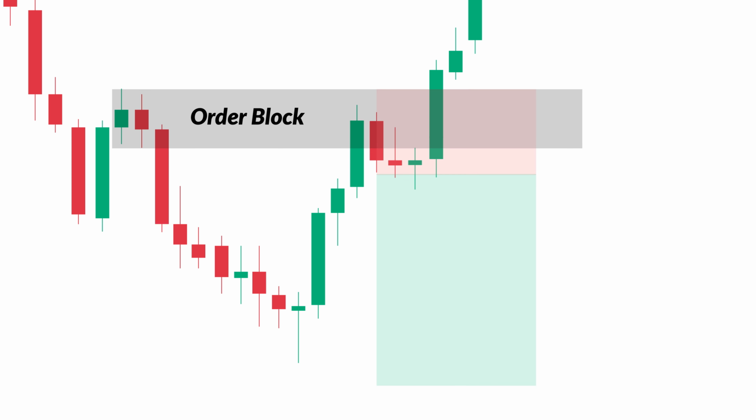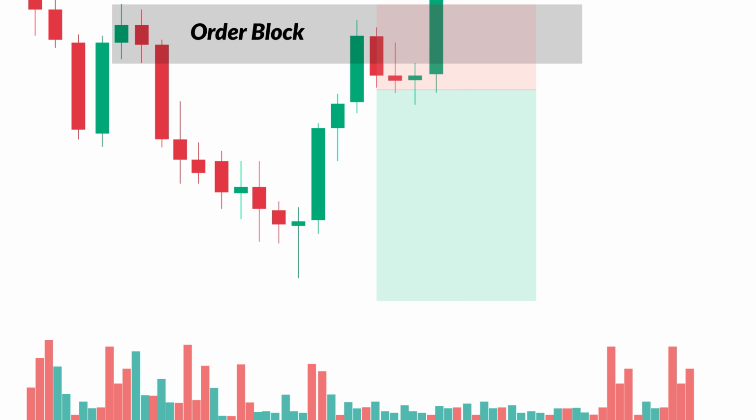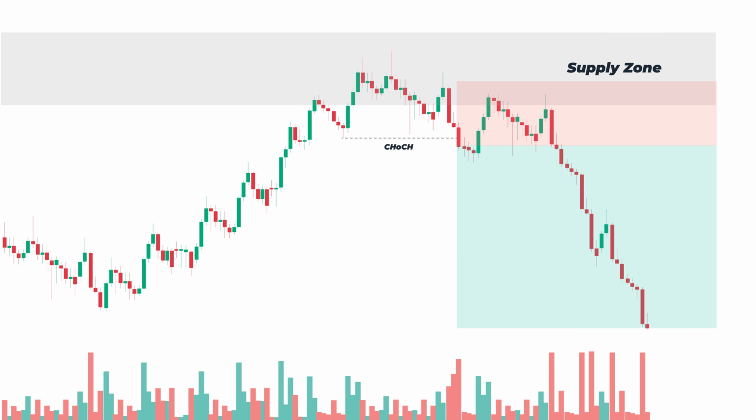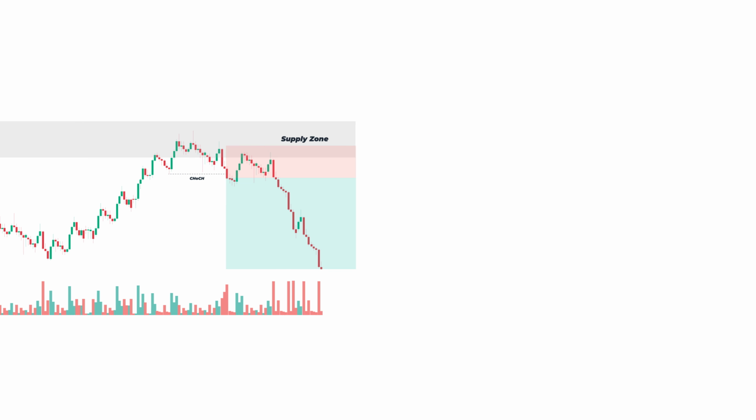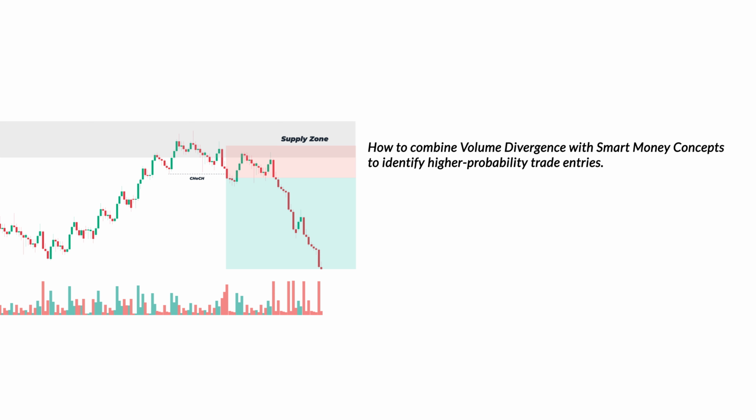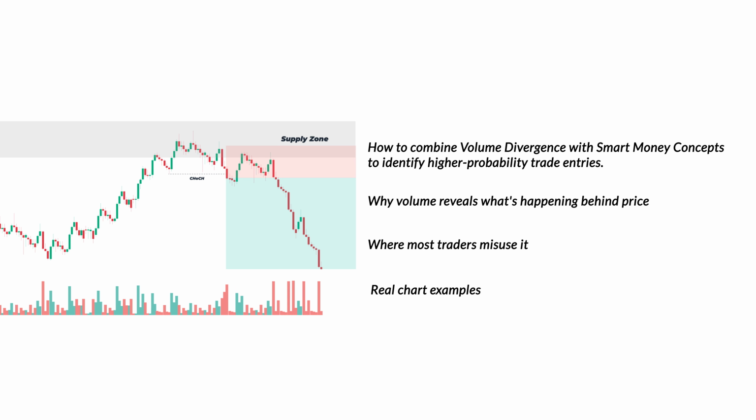And one of the simplest ways to find that confirmation is by reading volume correctly. It is an indicator almost every trader has on their chart, but very few know how to use it properly. In this lesson, I'm going to show you how to combine volume divergence with smart money concepts to identify higher probability trade entries. We'll look at why volume reveals what's happening behind price, where most traders misuse it, and then walk through real chart examples so you can see exactly how these confirmations come together before a trade is taken.